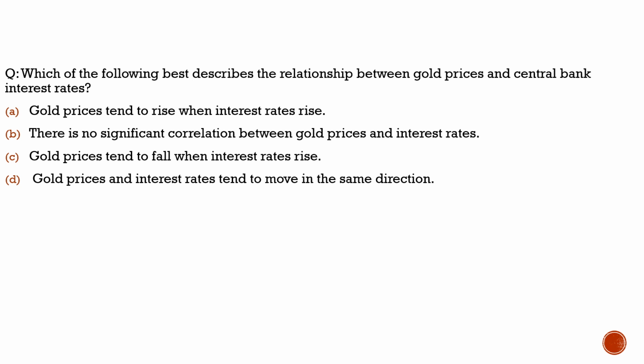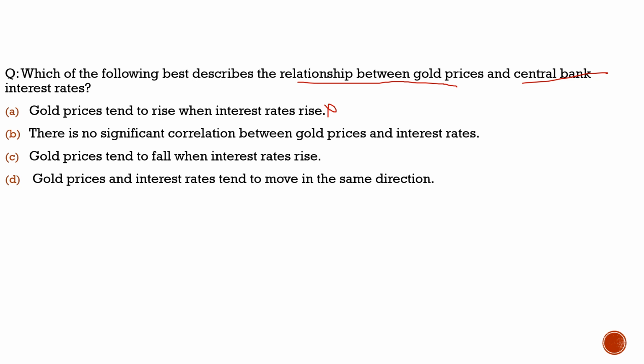Here the question says, which of the following best describes the relationship between gold prices and central bank interest rates? The first option: gold prices tend to rise when interest rates rise. No, it is totally incorrect, because it is the opposite. Gold prices tend to rise when the interest rates are down. So this first option is incorrect.